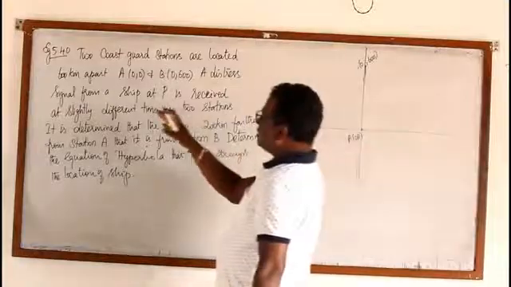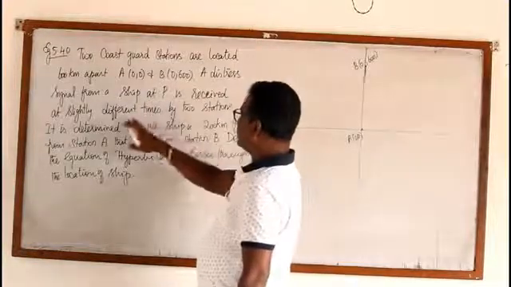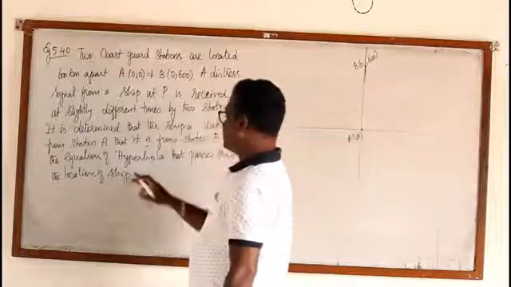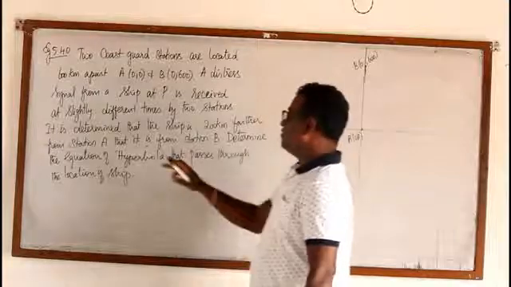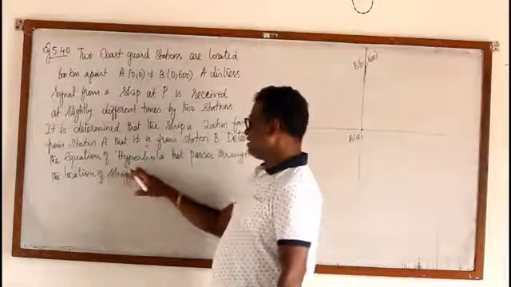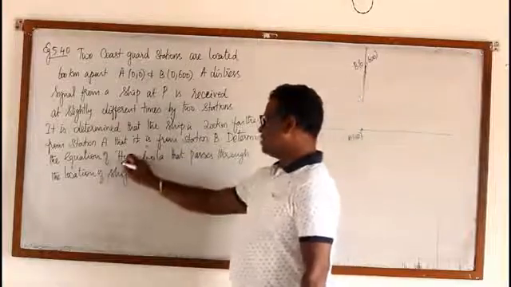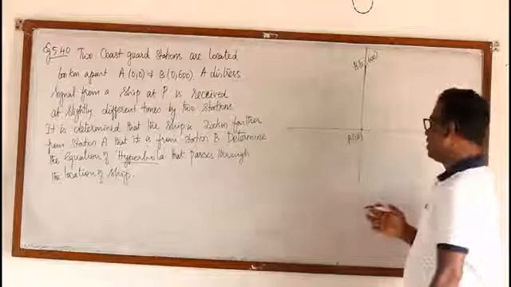Next, a signal from a ship at P is received at slightly different times by the two stations. It is determined that the ship is 200 km farther from station A than it is from station B. Determine the equation of the hyperbola, they are asking. So we are dealing with the equation of a hyperbola.